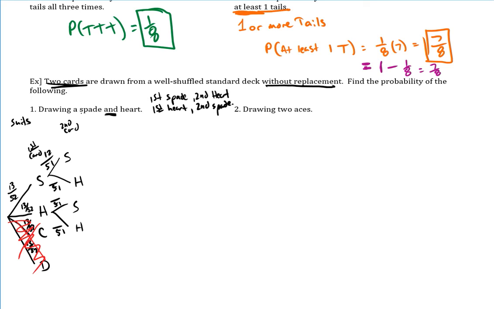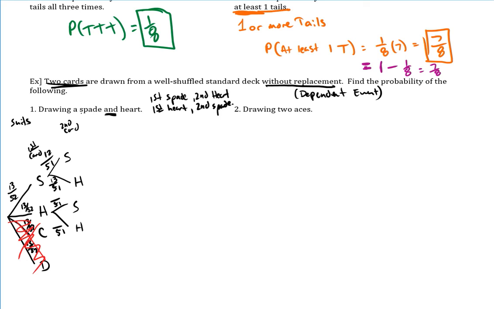But for this bottom branch, the second card, if the first card was a spade, I still have all 13 hearts that I could have been dealt. Okay, so notice that probability. So 12 out of 51 and 13 out of 51. They're different probabilities because, let's mark it to the side, these are dependent events. So the probability of the second event does depend on what happened on the first event.